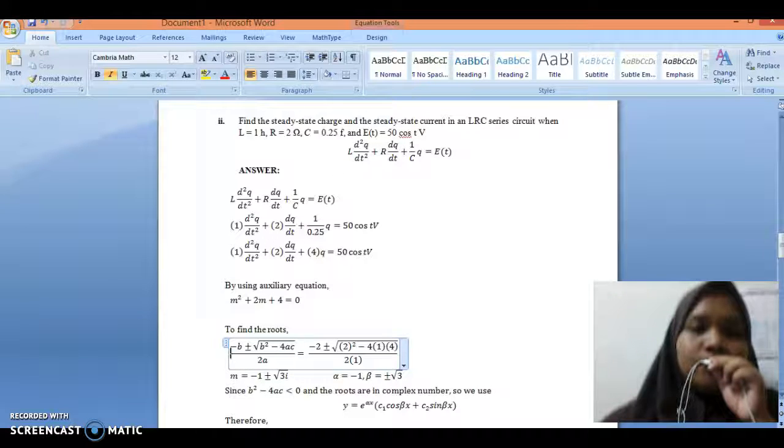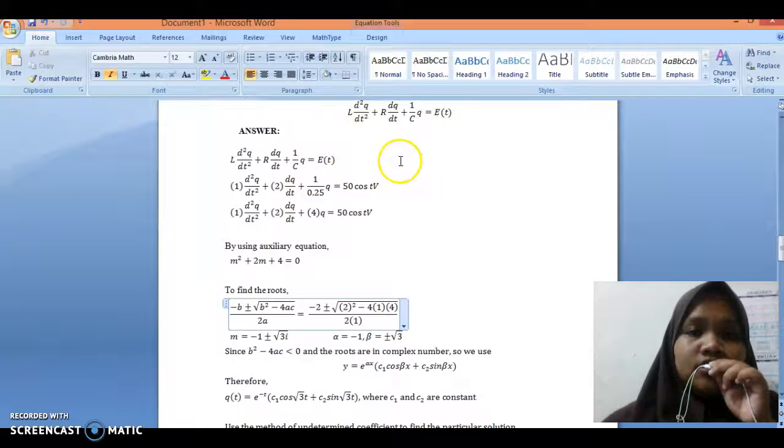Okay, I will proceed with number 2 Roman. The question is, find the steady state charge and the steady state current in an RLC series circuit when L equal to 1, R equal to 2, C equal to 0.25, and E equal to 50 cos t.